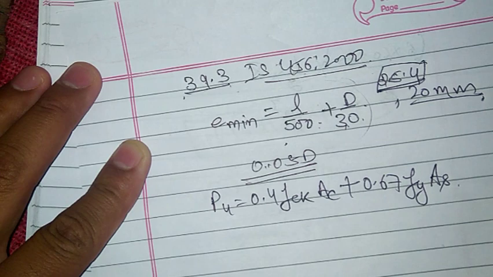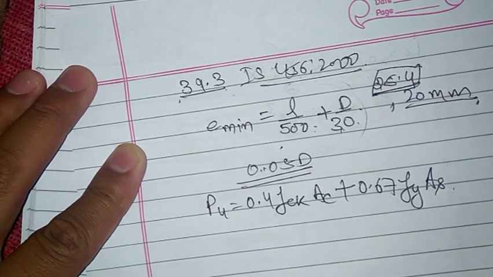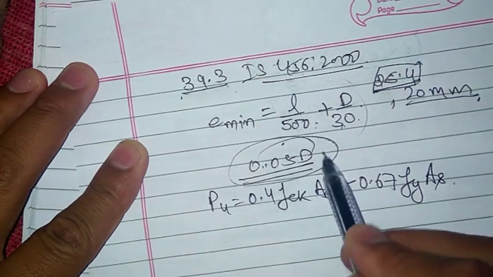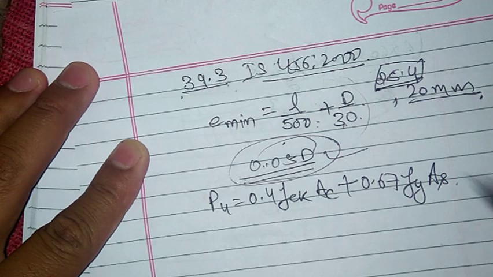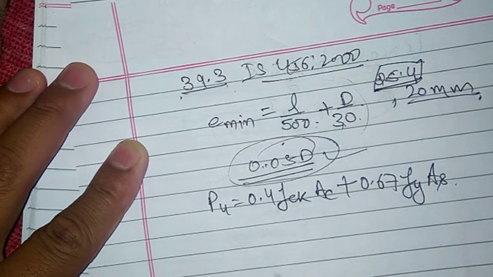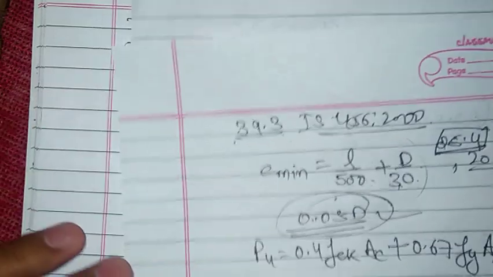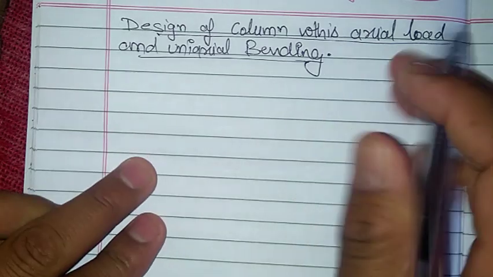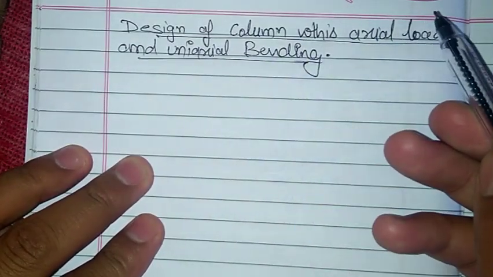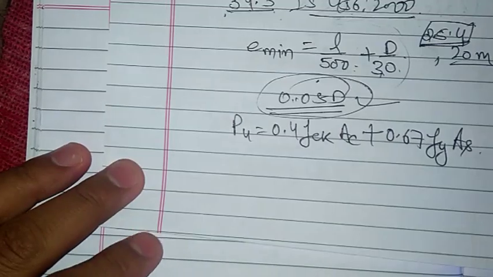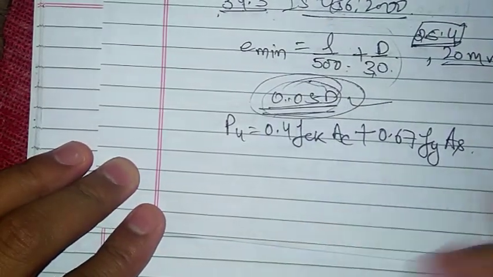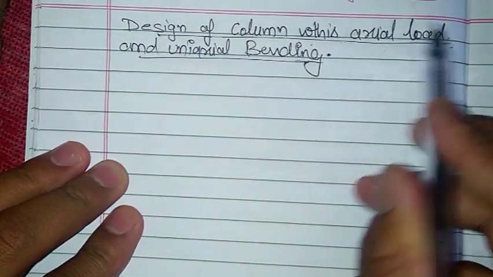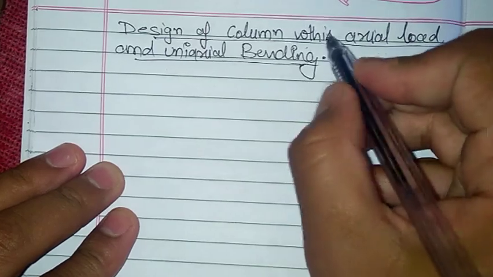However, if the minimum eccentricity is greater than 0.05 D, then the section should be designed for combined axial load and bending. So in this video we'll discuss the design of the column where this eccentricity is exceeding 0.05 D. We term it the design of column with axial load and uniaxial bending.